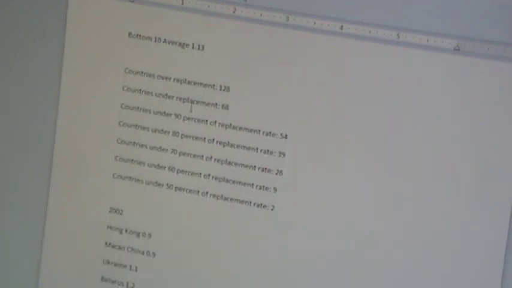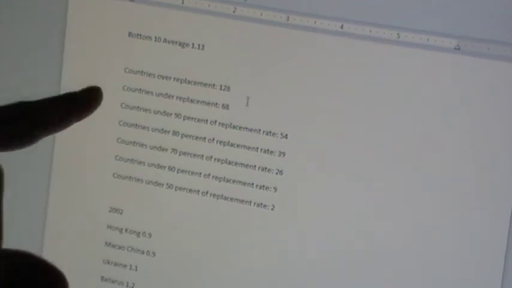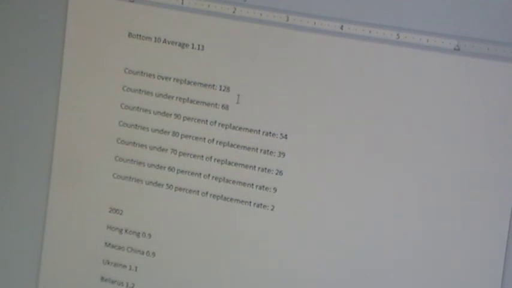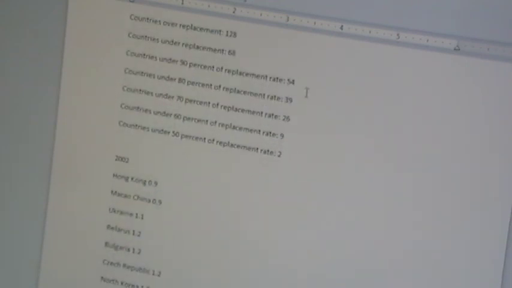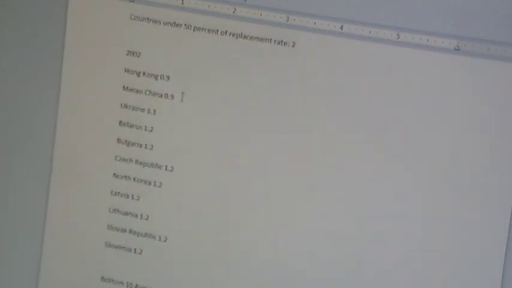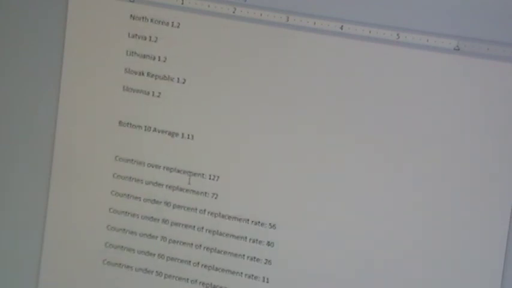Okay, Lithuania, Poland, Romania, Russia. Bottom 10 average is 1.13. Countries over replacement, under replacement. As you can see now, this ratio is starting to look a little different. It's less than 2 to 1. If you've noticed this, it's less than 2 to 1. That is significant. All right, under 90% is 54, 39, 26, 9, 50. And here we go. Hong Kong remains low, and we have all these European countries. North Korea. There you go. Slovenia. The bottom 10 average is 1.13.